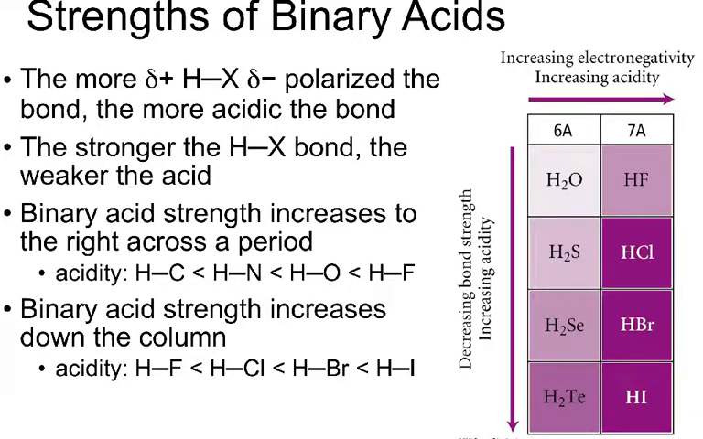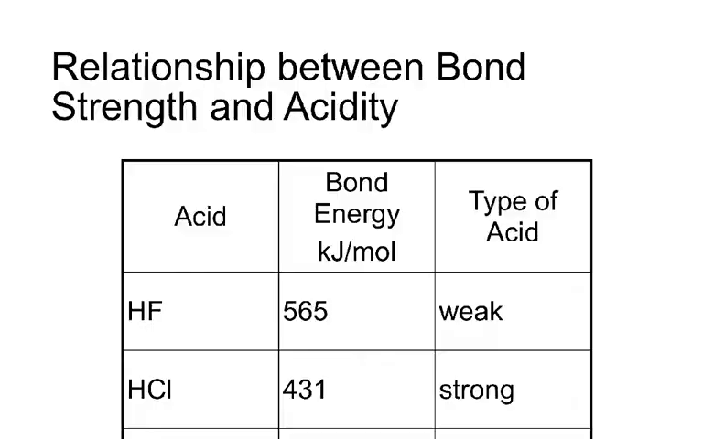So your strength is going to increase as you go right. So you're going to increase your electronegativity and increase your strength of your acid. And then as you go down the table, you're also going to decrease your bond strength. They're getting farther apart, and so you're going to increase your acidity. They're going to ionize more easily. So you can see that hydrofluoric is a weak acid, but HCl, HBr, HI are all strong acids.